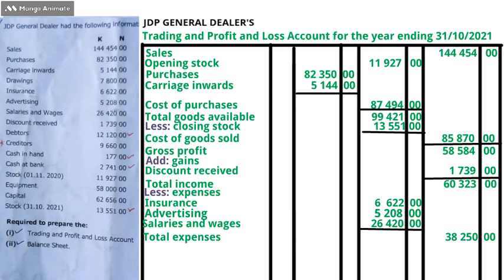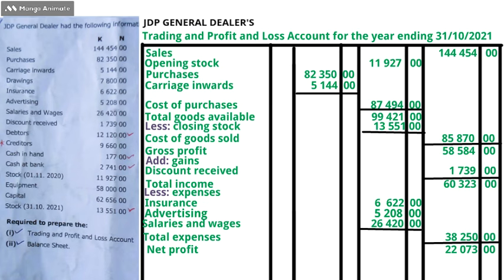Remember these are expenses, so we need to subtract so that we see the actual profit, the net profit we have gotten. So we say 60,323 minus 38,250 will give us 22,073 kwacha, and this is the net profit. This is the actual profit, the take-home profit.